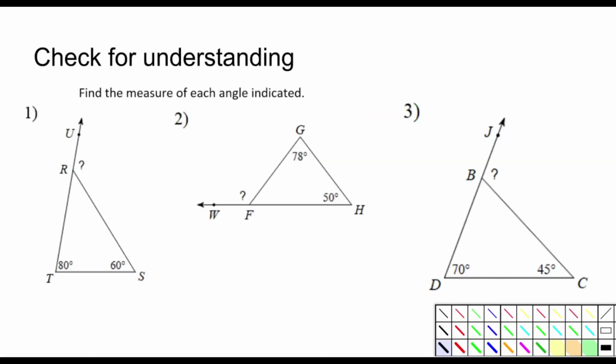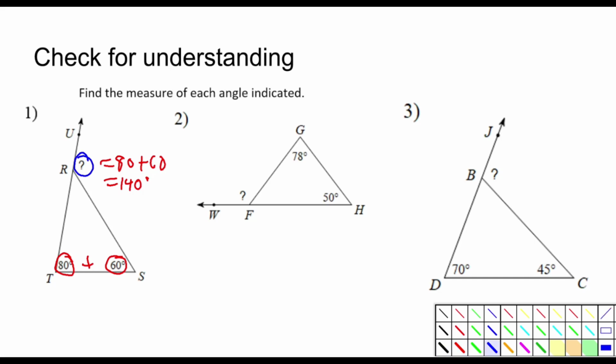It says find the measure of each indicated angle. So we want to know, what is the measure of this angle right here? Well, that's an exterior angle, so it is equal to this angle plus this angle, these two angles added up. So this angle is equal to 80 plus 60, which is 140 degrees. Look how fast that is. That's very nice and simple. The exterior angle is equal to the sum of those. That's what we just proved.